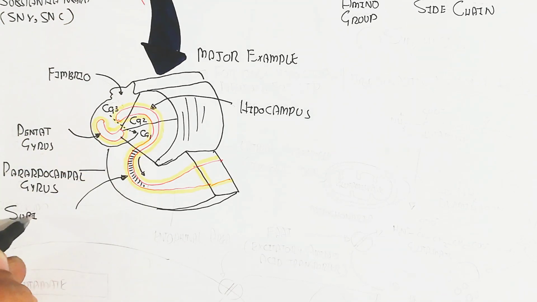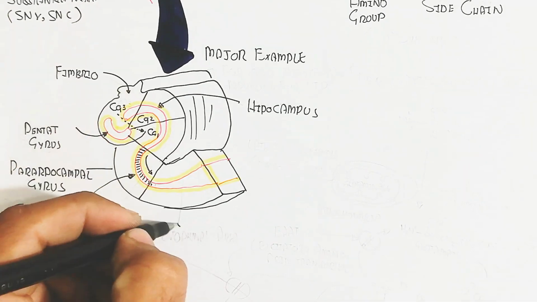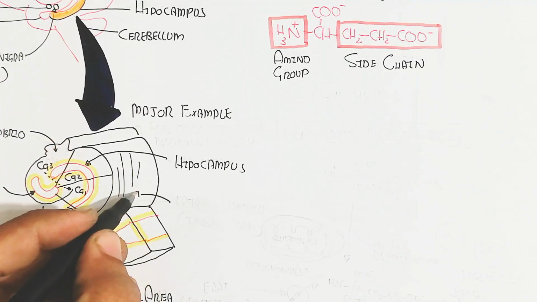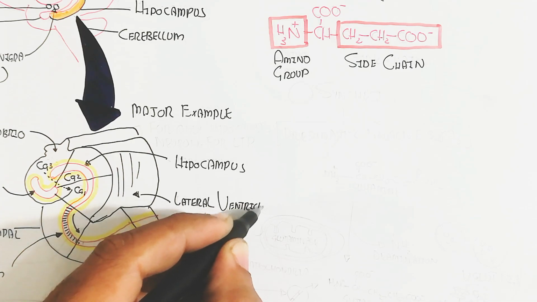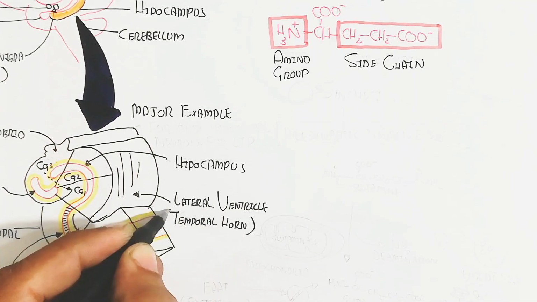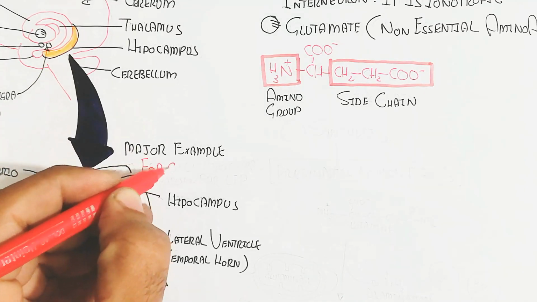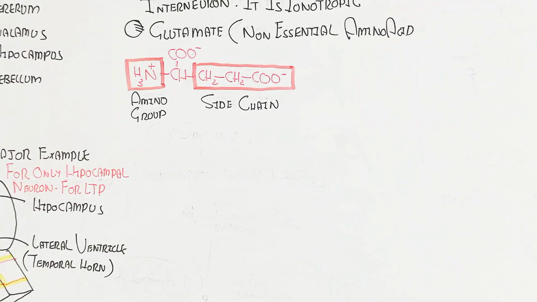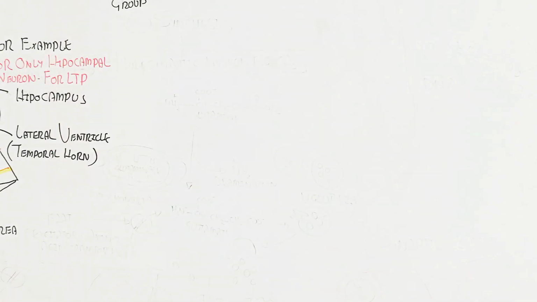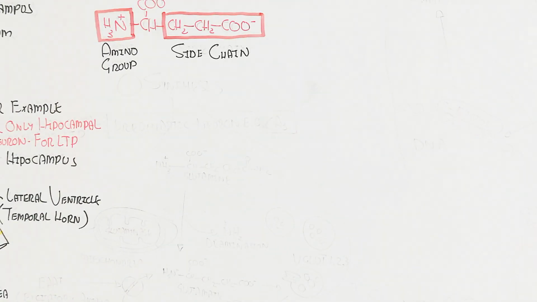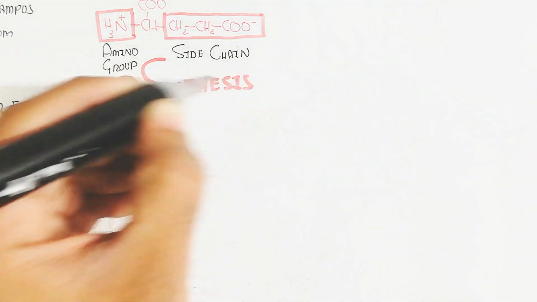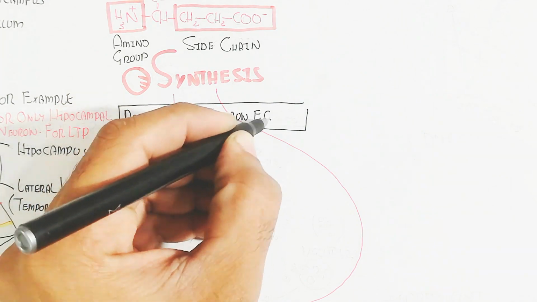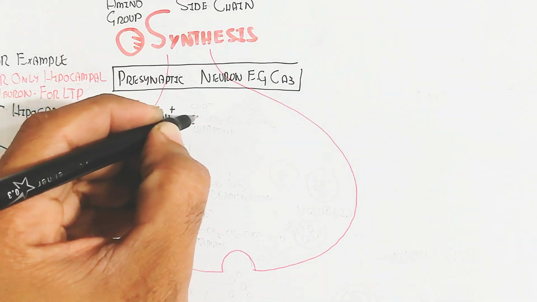This is the subiculum, and the parahippocampal gyrus as well as the entorhinal area are present here. This is the lateral ventricle, the temporal horn. So it is for hippocampal neurons for long-term potentiation. Anyhow, let's begin to understand the synthesis. I hope that makes sense. The entorhinal area will transmit the signal back into the cerebral cortex, and learning and emotion can increase, and in this way the process will lead to long-term potentiation.